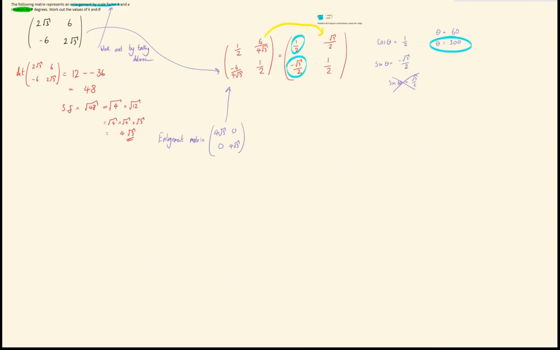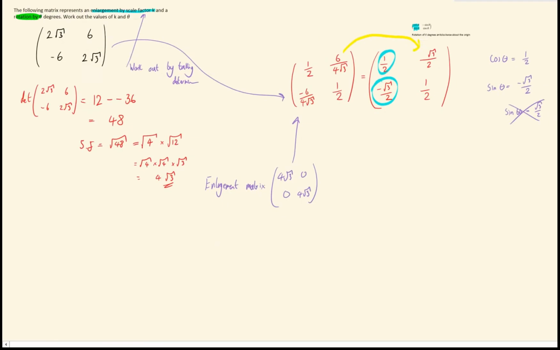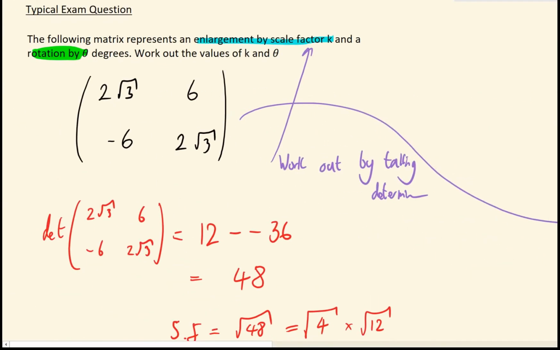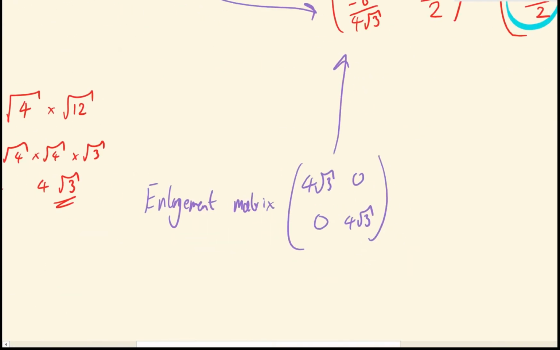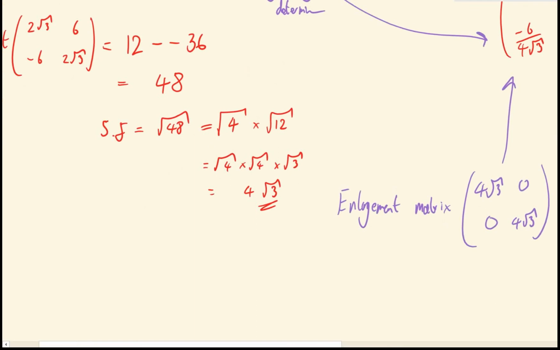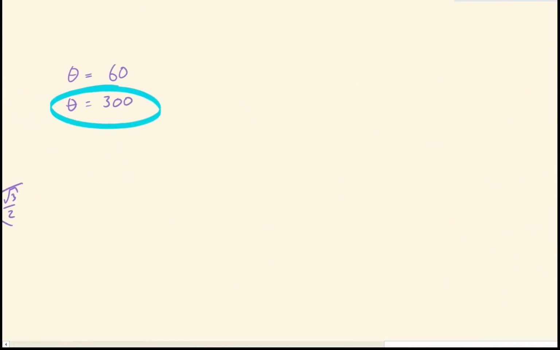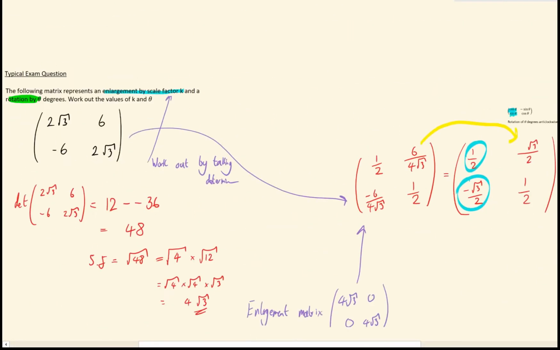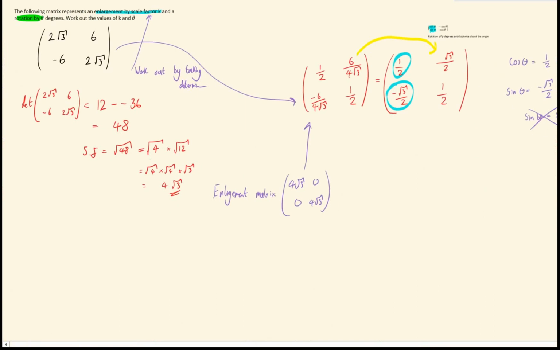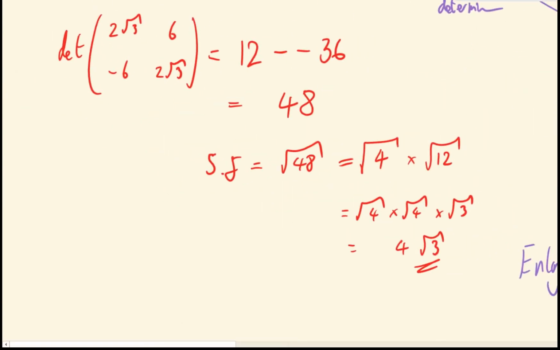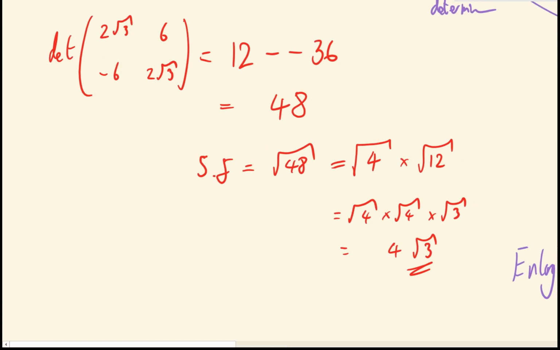So now I can finally answer the question. The value of k was my enlargement. That was 4 root 3. And my rotation by theta degrees, theta was 300. So slightly more hard work to do here, but there's nothing too crazy. Just make sure your first step is always to work out the determinant, and that'll give you the enlargement scale factor once you square root it.